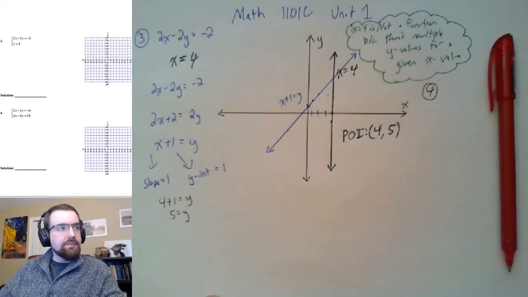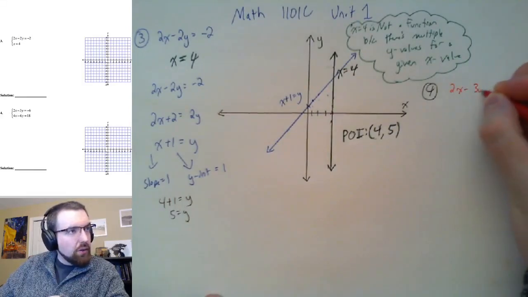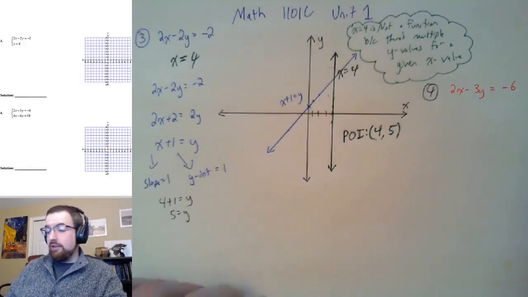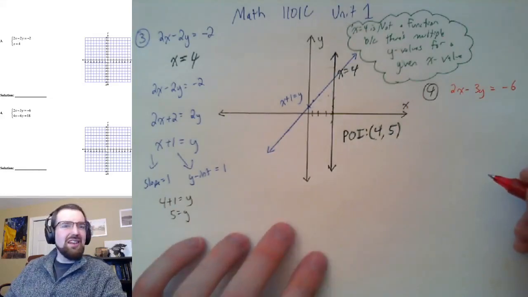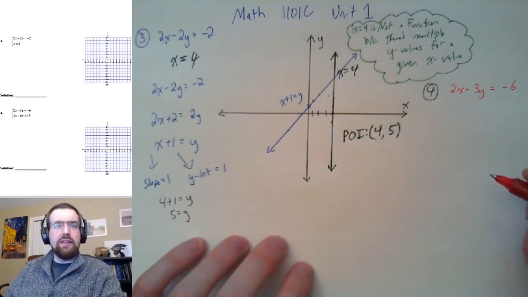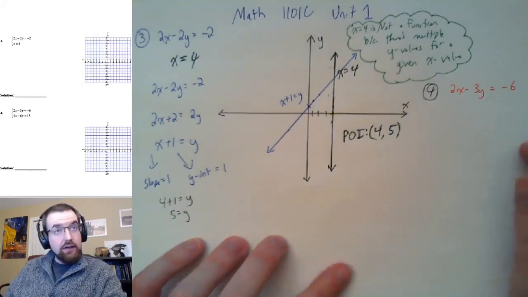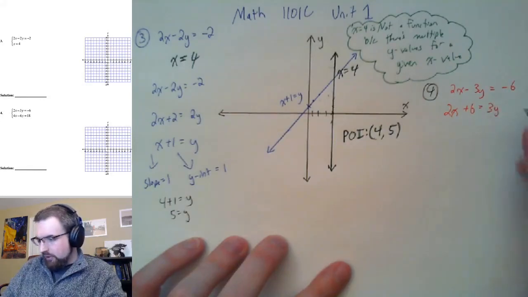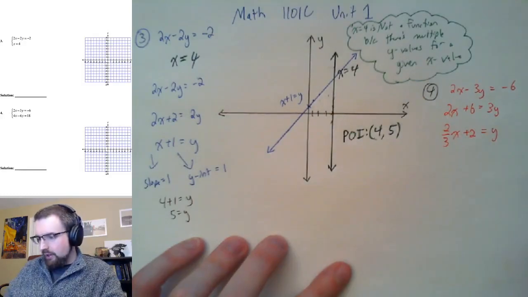Where am I? Right, at home, of course. 2x minus 3y equals negative 6. So now let's rearrange this one into slope-intercept form. You could use a lot of different forms. I just find slope-intercept form to be by far the easiest one for graphing. So I'm going to move this 6 over here, move this 3y over here. This is not an algebra course, so I'm not going to belabor the algebra rearranging. We'll have 2 over 3x plus 2 equals y.